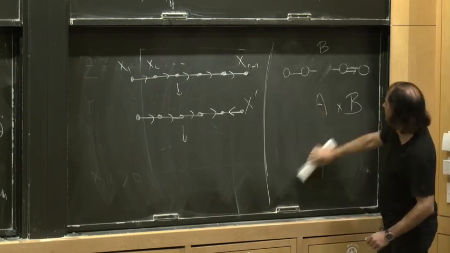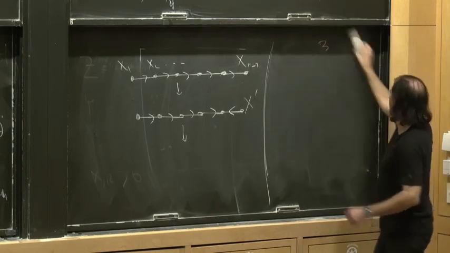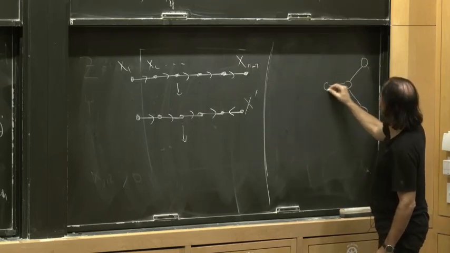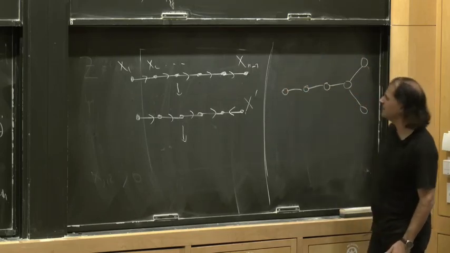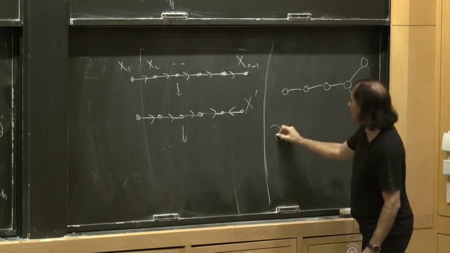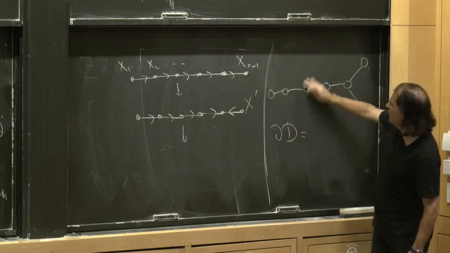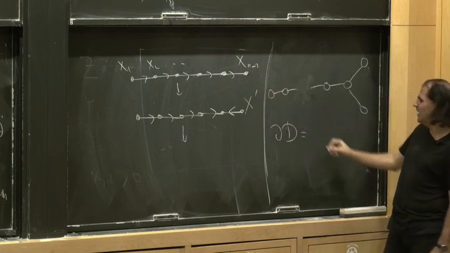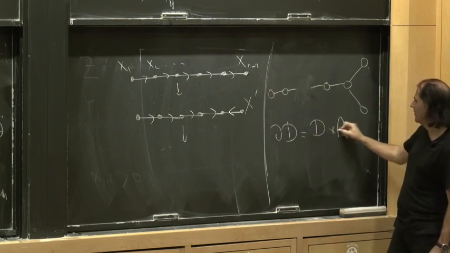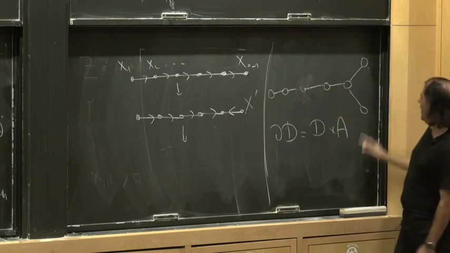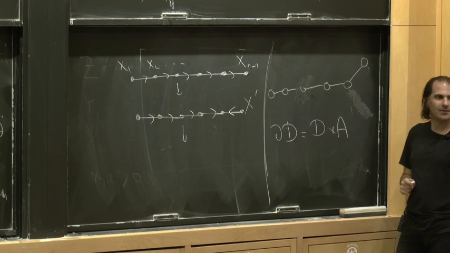What about the final classical type, which is D_n? The D_n Dynkin diagram looks like this. And so what do we get for the boundary of D? Once again, if I remove one of the nodes here, the boundary of D looks like D cross A. But there's one other kind. I can remove this node. This is just another A.